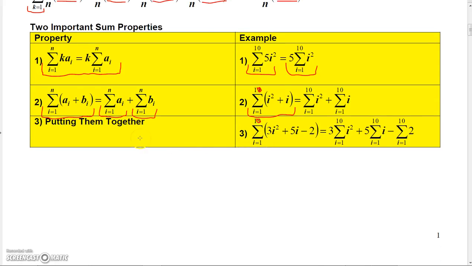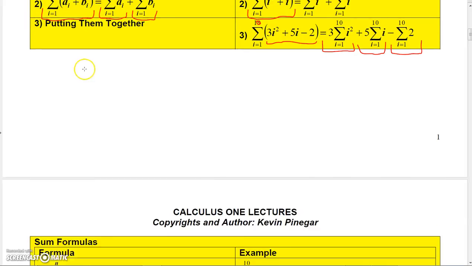So then you can actually put these together. So if you wanted to sum 3i squared plus 5i minus 2 from 1 to 10, well, if you put these two rules together, you could rewrite that as 3 times the sum of i squared plus 5 times the sum of i minus the sum of 2 as i goes from 1 to 10.